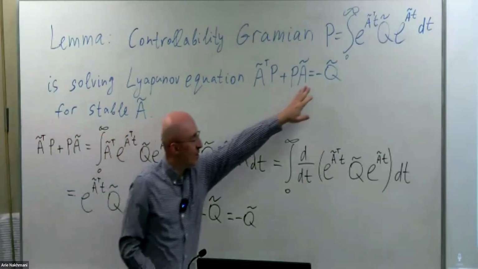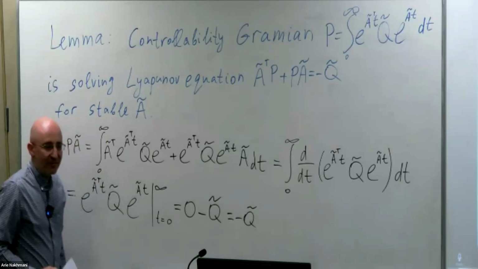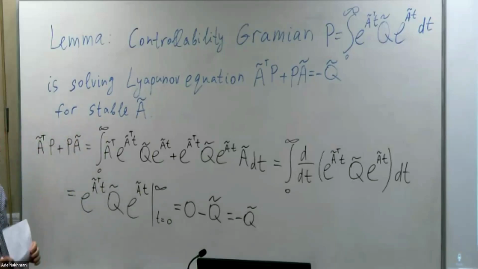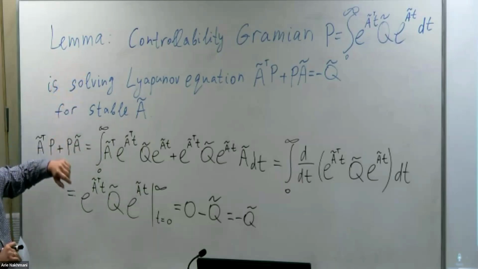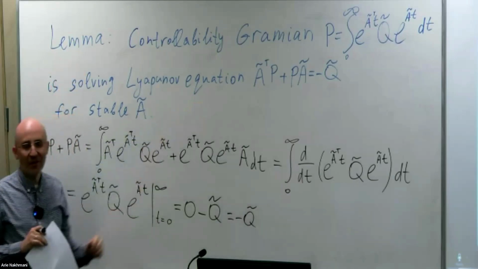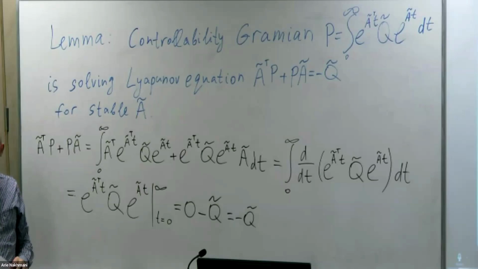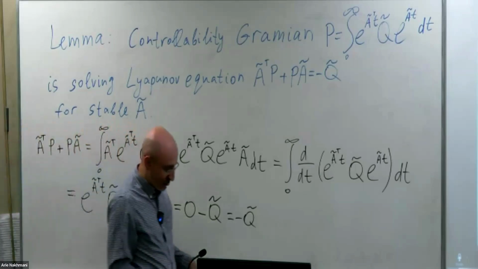So this is that equation. So we're done with the proof of that thing, okay? But this is just a lemma. I showed that the controllability gradient solves that thing for a stable matrix A tilde. Okay, so far? All right, so now let's move to the next part.